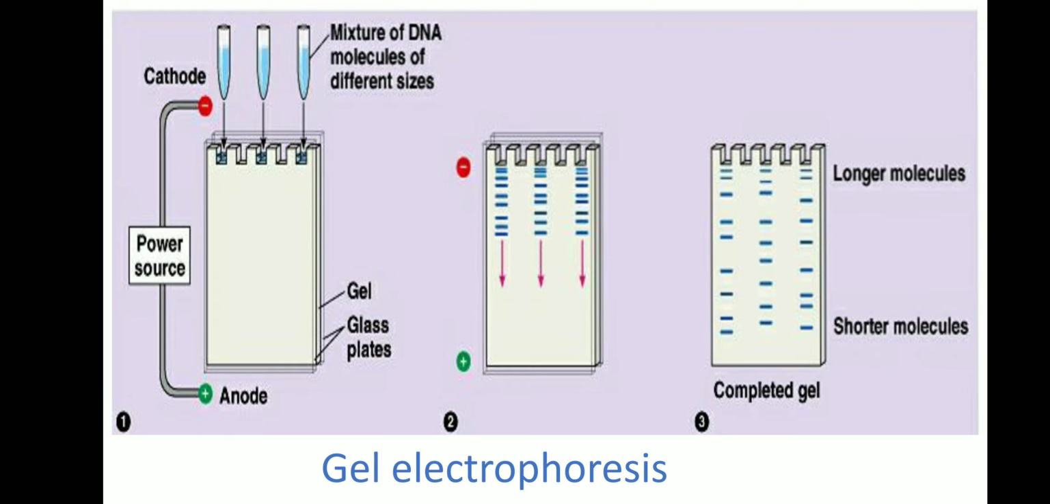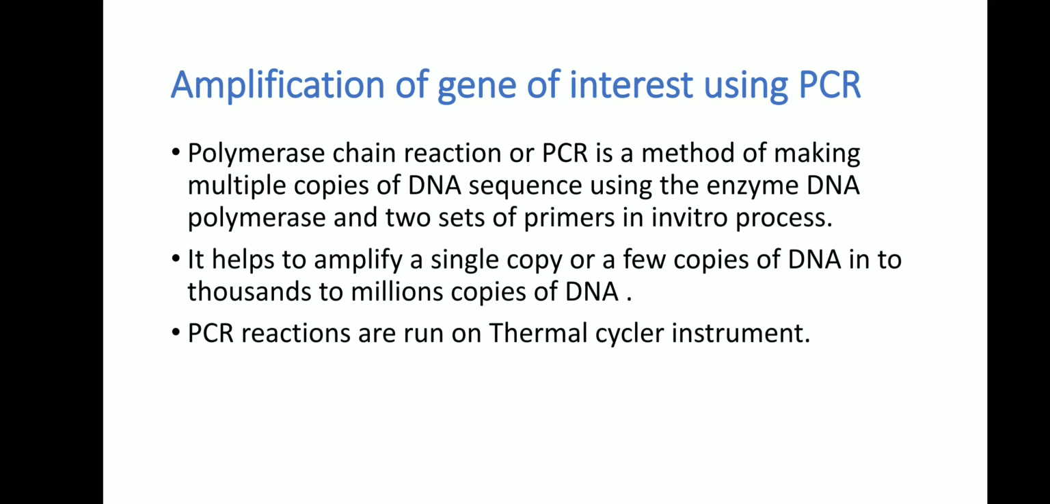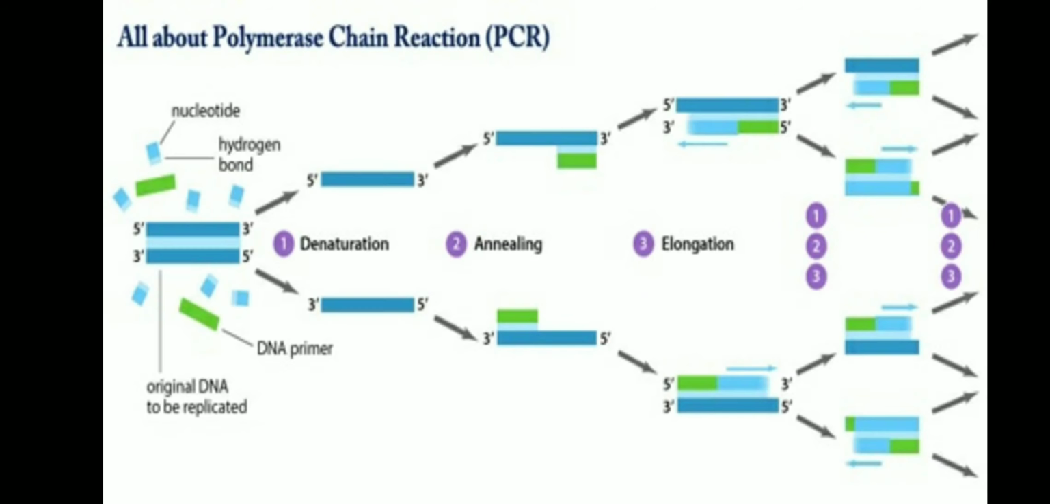Now the next step is, after isolating the desired DNA using gel electrophoresis, we amplify that desired DNA using PCR. What is PCR? PCR is polymerase chain reaction. Using polymerase chain reaction, that desired DNA is amplified. Amplified means from a single copy of DNA, multiple or million copies are formed using the polymerase chain reaction process.